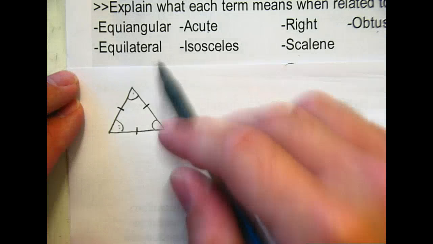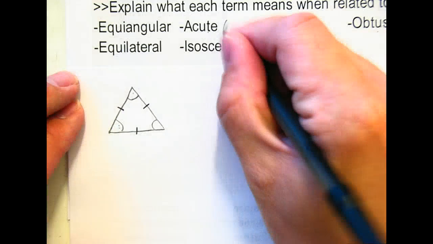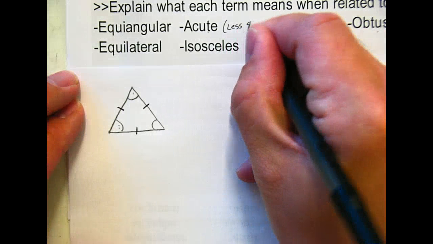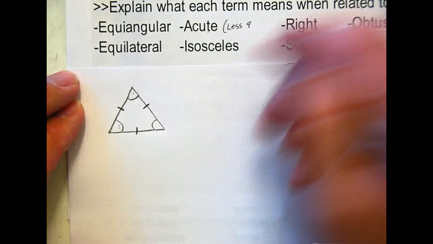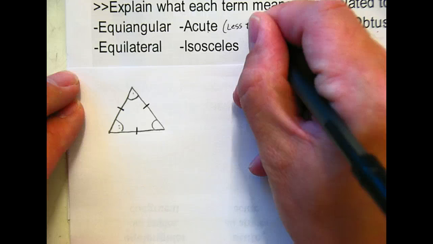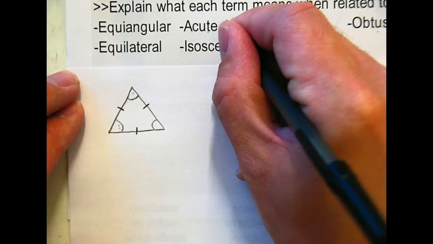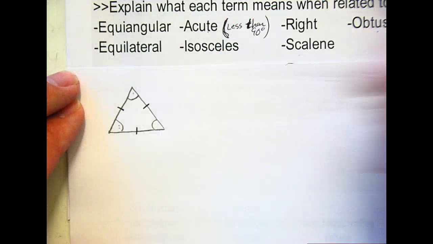What's acute? Blake, what do you got for acute? Acute is a triangle that has an angle of less than 90 degrees. Good, less than 90. It's little. It's a cute angle, right? Less than 90 degrees. Okay, and it only has to have one acute angle. Or excuse me, it has to have all acute angles. I'm sorry, I'm thinking obtuse. Obtuse, let's go to that one real quick.